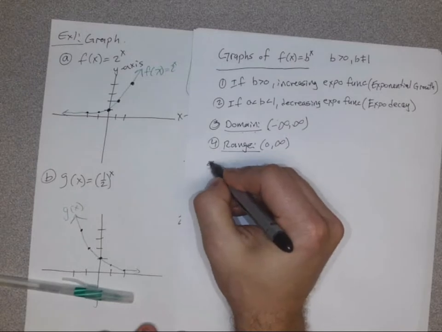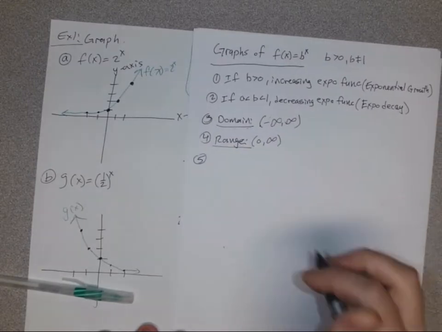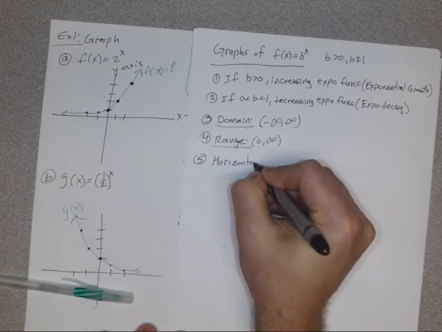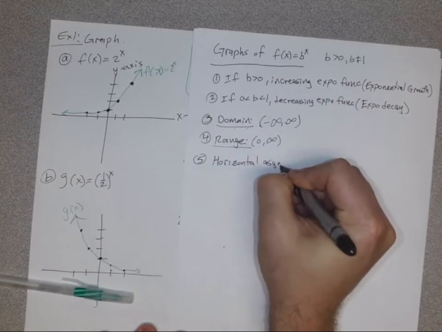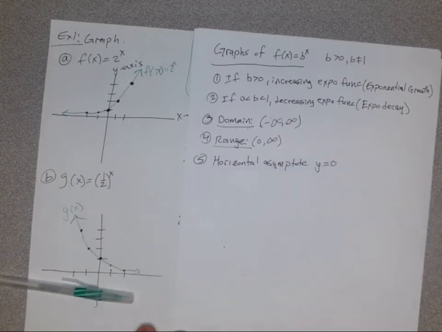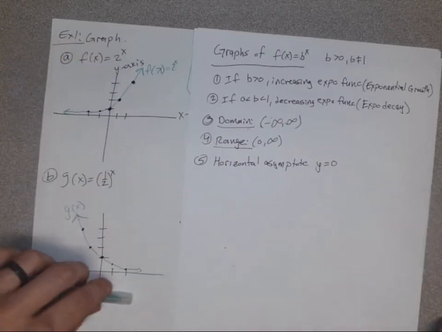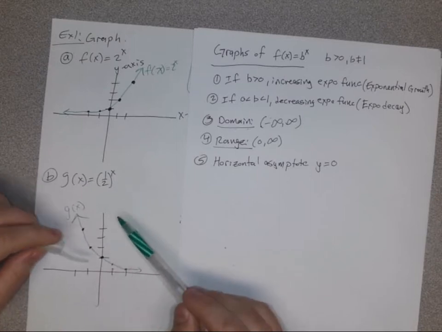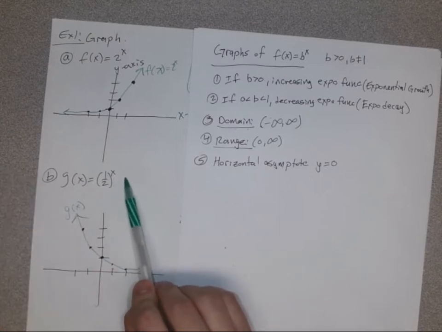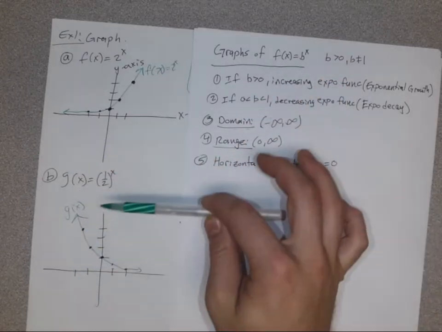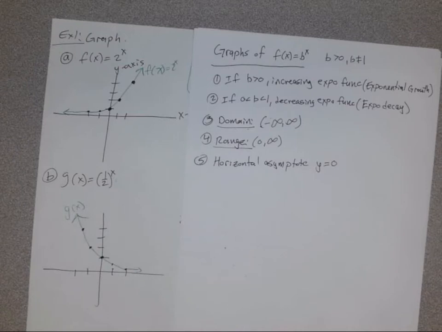So I spoiled this one, but we have a horizontal asymptote of y equals 0 on both graphs. And of course that will change depending if you had a +3 or a -3 out here, because remember, if you have something on the outside of your function, it moves your function up and down. So your horizontal asymptote will change depending if you have anything written out here.